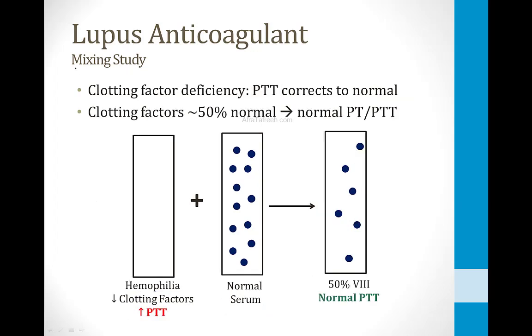Contrast that with what you see from a mixing study when there's a clotting factor deficiency, for example, hemophilia. In these cases, the PTT will correct to normal. This occurs because you only need 50% of normal values for the clotting factors to get a normal PT or PTT. So consider a patient with hemophilia on the left side of the screen here.